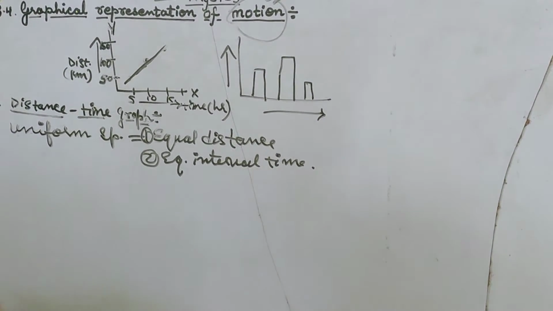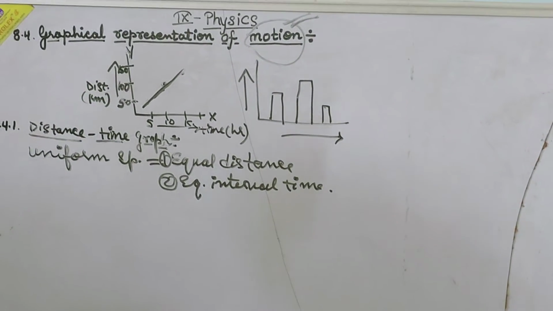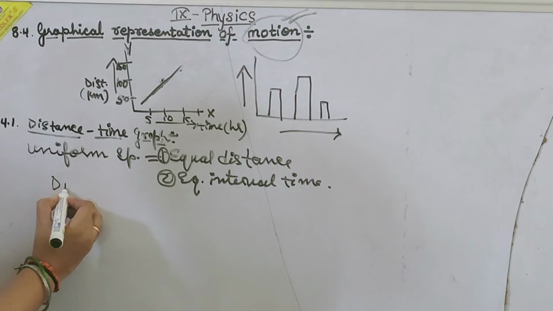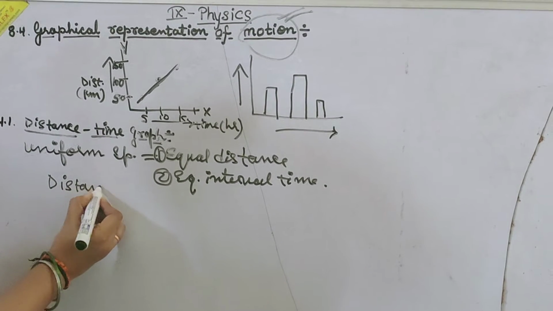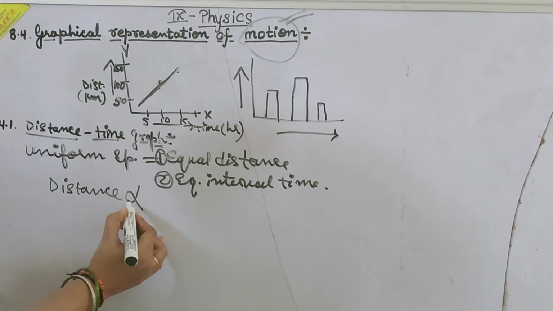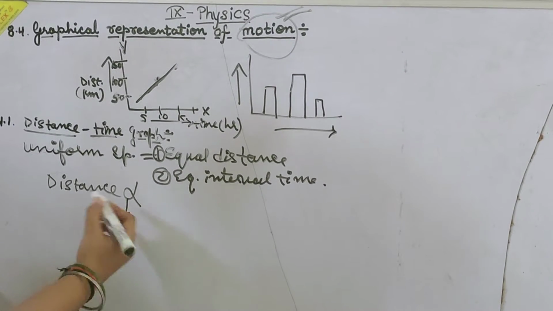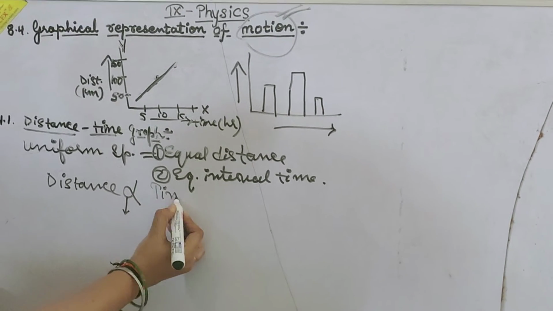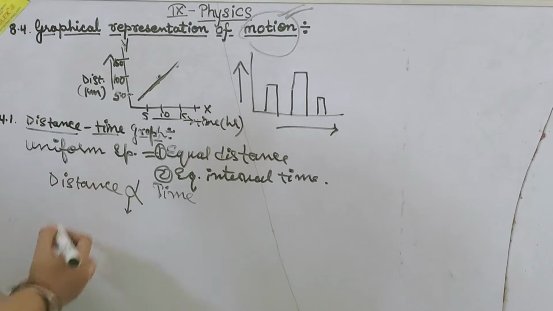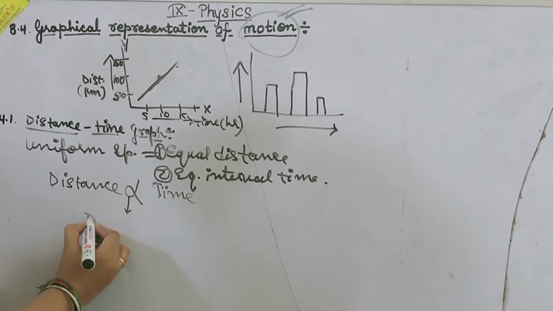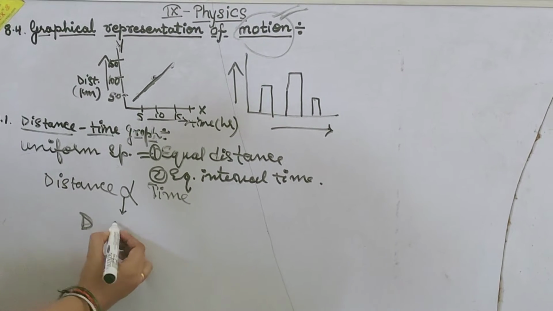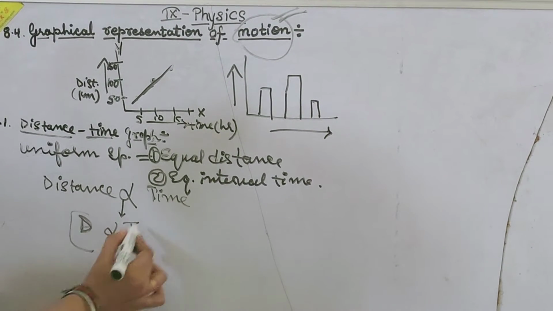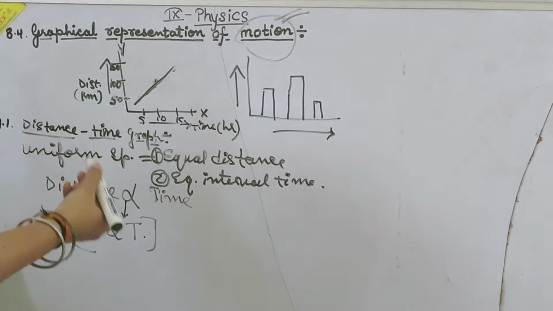We already studied this. This shows that the distance traveled by the object is directly proportional to the time taken, and it is represented like this. If we represent it in mathematical form, distance is directly proportional to, this is the sign of direct proportionality, the time taken. Whatever time an object takes, if we represent the distance with d and time with t, this will be the equation: distance is directly proportional to time.